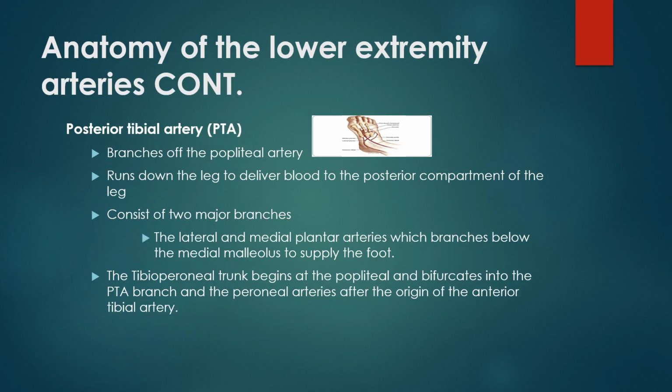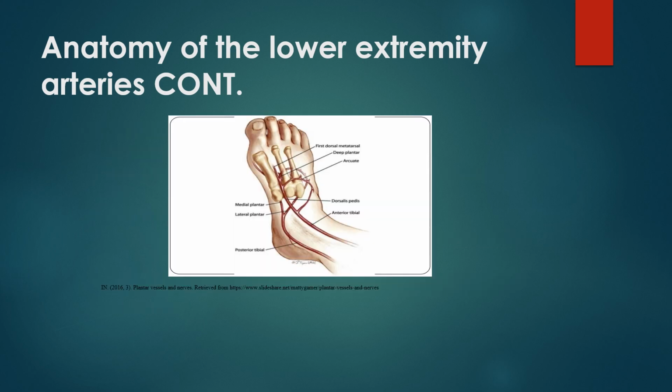Posterior tibial artery branches off the popliteal artery, runs down the leg to deliver blood to the posterior compartment of the leg. It consists of two major branches, the lateral and medial plantar arteries, which branch below the medial malleolus to supply the foot. The tibio-peroneal trunk begins at the popliteal and bifurcates into the PTA branch and the peroneal arteries after the origin of the anterior tibial artery.